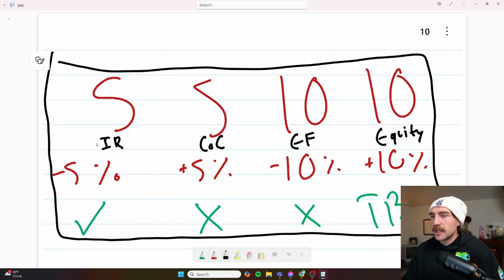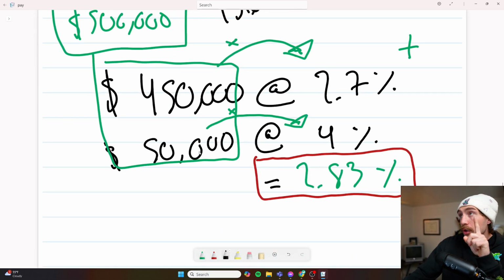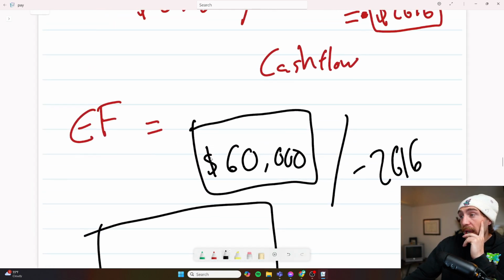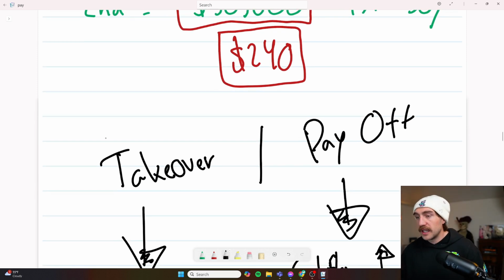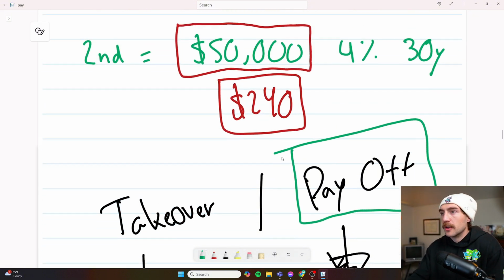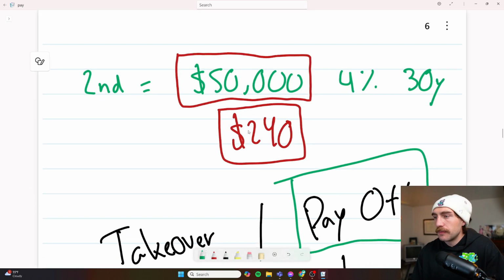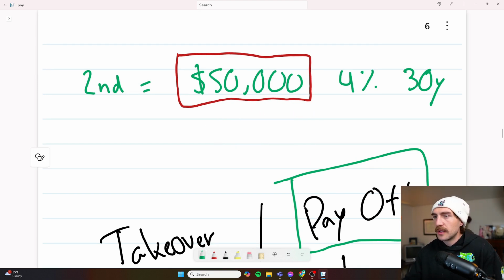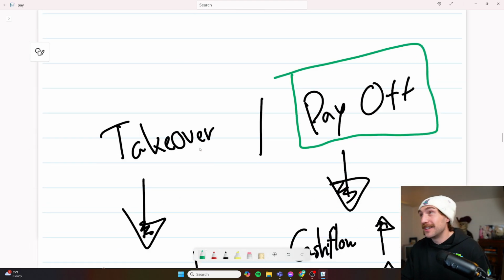But Max, there's something we can do. Max, hear me out here. We could go back up here, and instead of taking over the lien, we can just pay it off. Absolutely. Let's run our numbers now. So we are at $22 in cash flow. Now we're not going to have that $240 a month in expenses, so we're going to cross that out, but we're going to have $50,000 more to our entry fee.